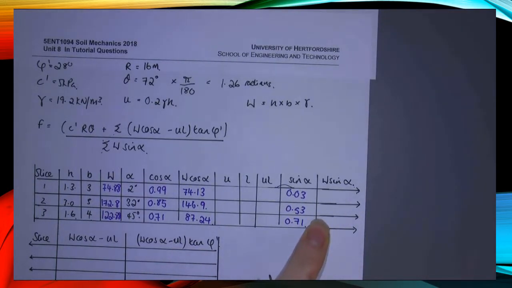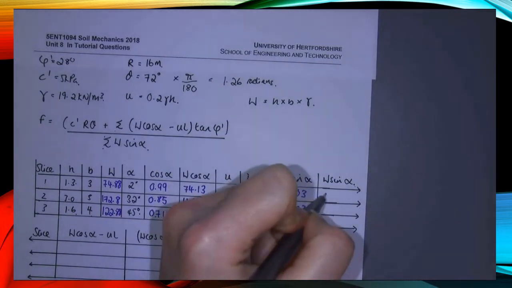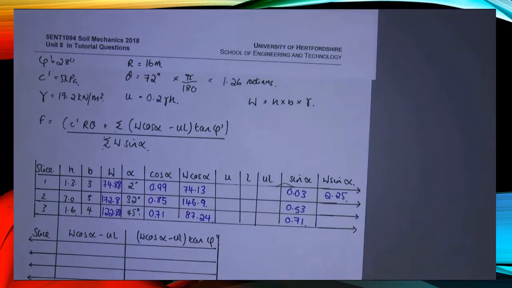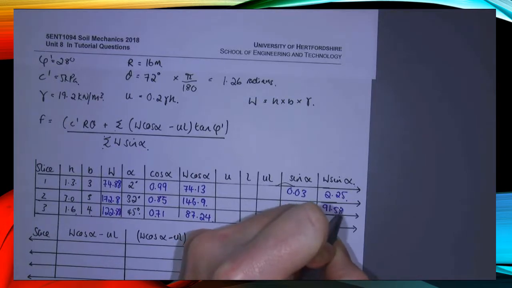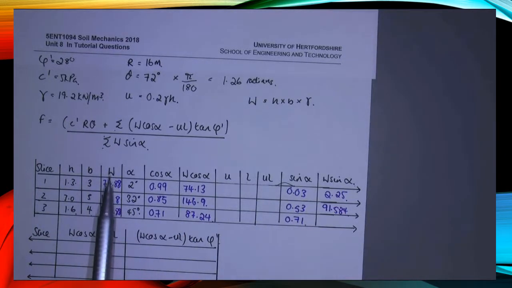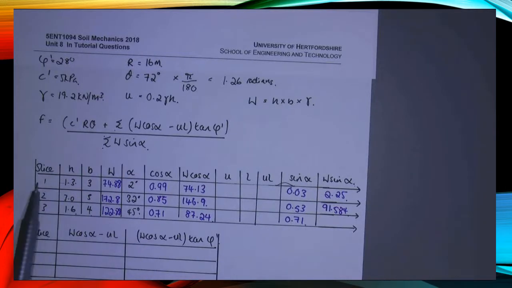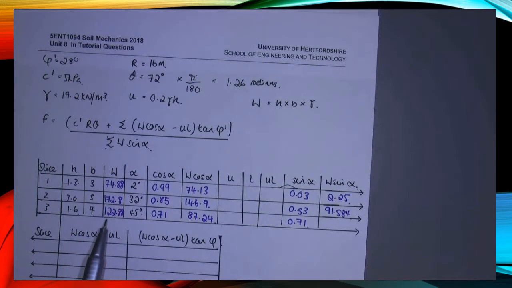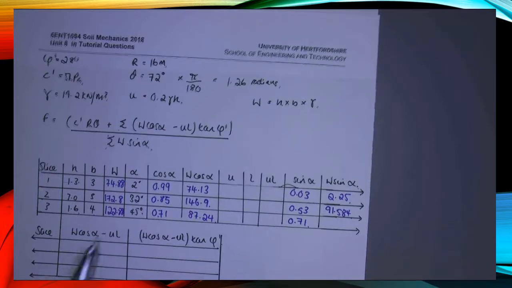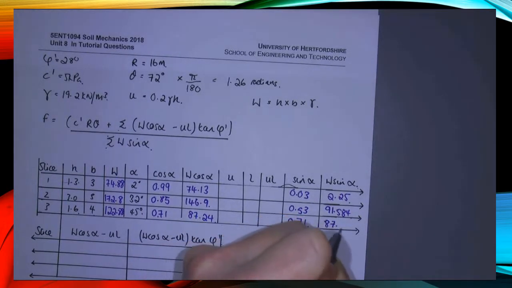So we have 74.88 times 0.03 equals 2.25. 0.53 times 172.8 gives 91.584. Simply multiplying this value W by this value for the respective slice. So the last one, 0.71 times 122.88 equals 87.24.